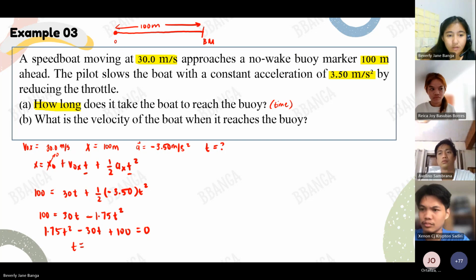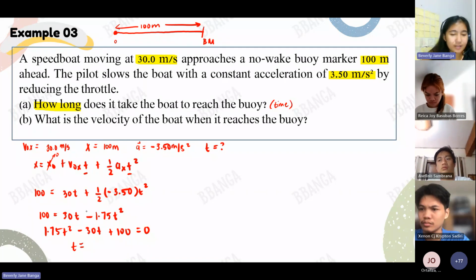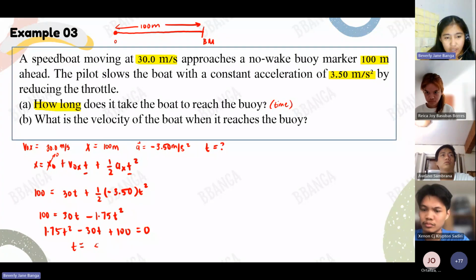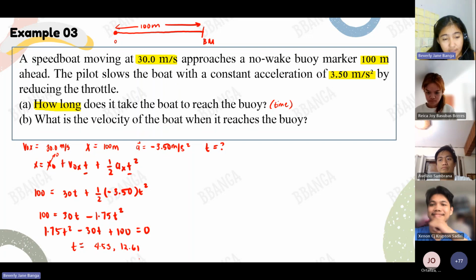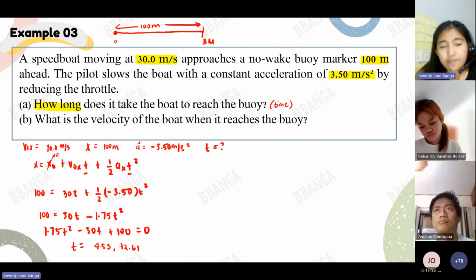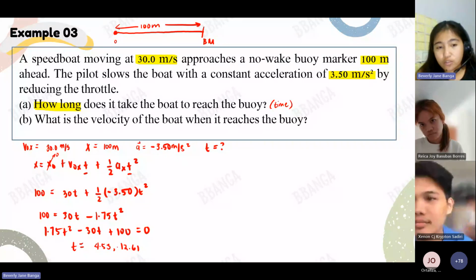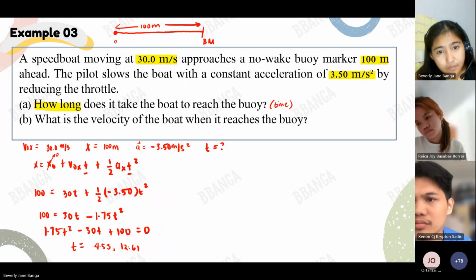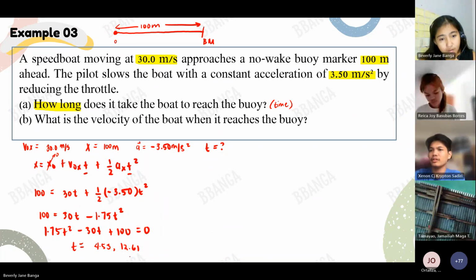4.53 po. Yung dalawang values ng time, 4.53 at saka 12.61. Okay, so meron tayong dalawang values, 4.53 at 12.61, parehas na positive.